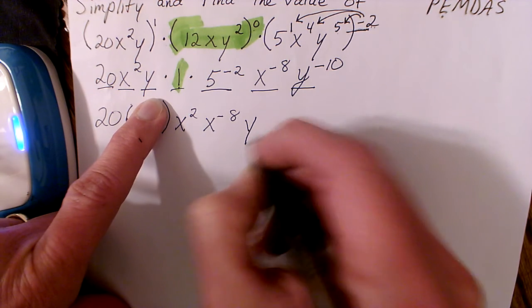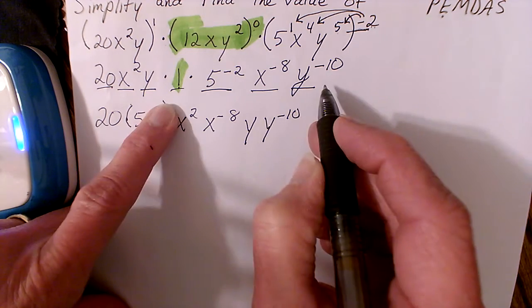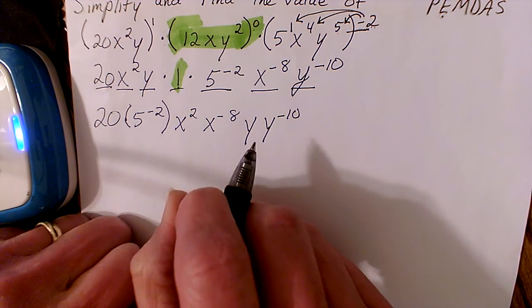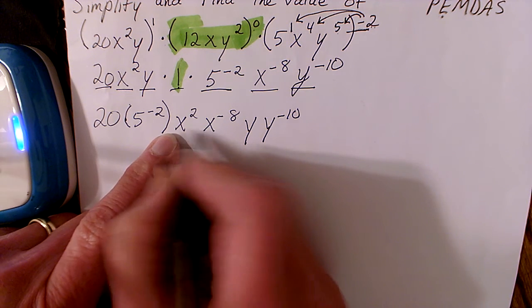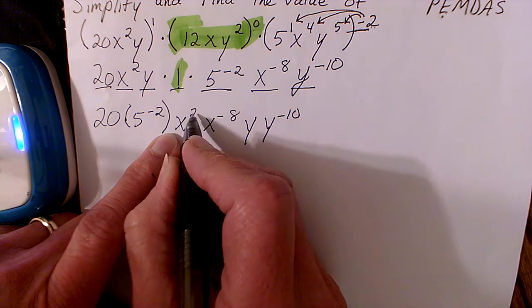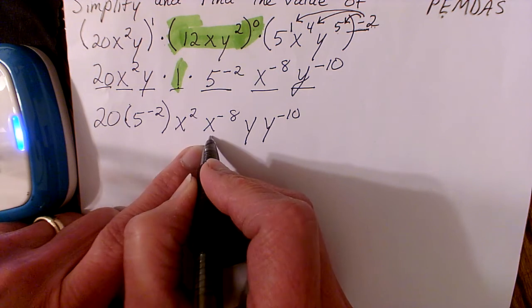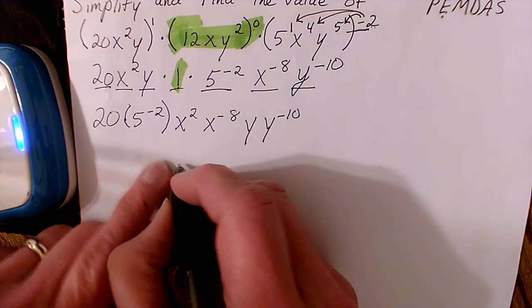All right, I have a y here, and I have a y to the -10 here. So now I've rewritten everything and put it in a logical place. So at this point, I can multiply, since I have x to the second times x to the -8. Remember, when we're multiplying things with the same base, we add the exponents.